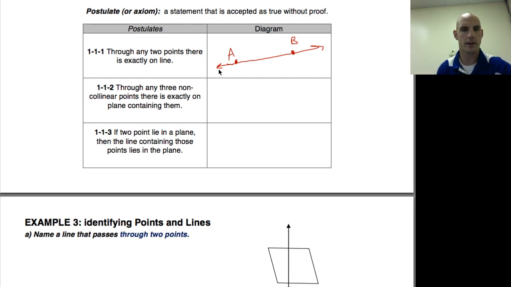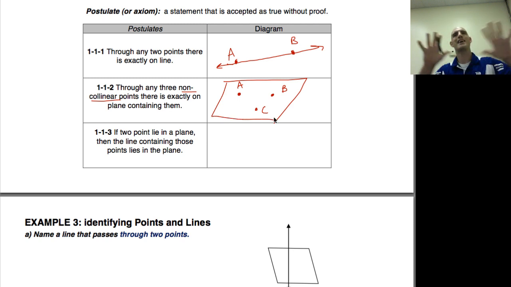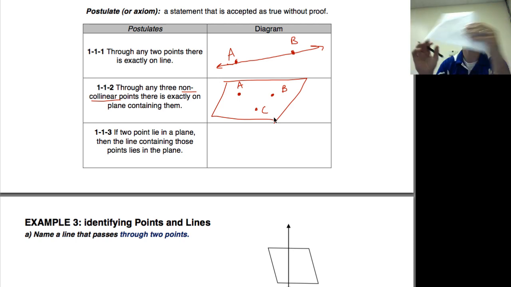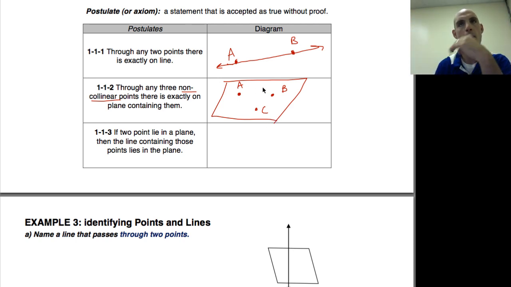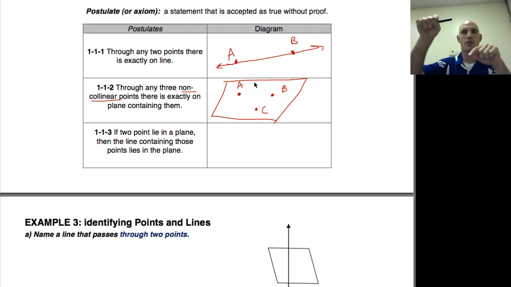Through any 3 non-collinear points, there's exactly one plane containing them. Keys here, non-collinear, A, B, and C. Well, a plane, what you need to know, it extends in all directions. So it's not just this size. It's not just the size of this sheet of paper. It's not just the size of this room. It's not just the size of this box. But these 3 points, they fall so that one plane contains all of them.